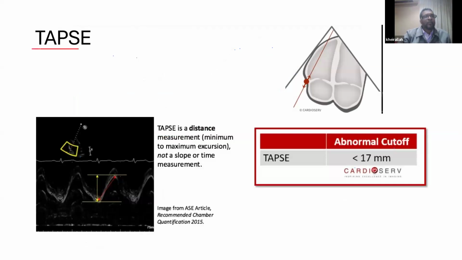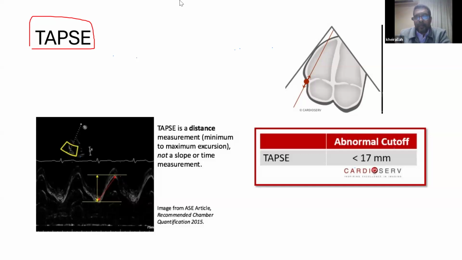Now we come to TAPSE. TAPSE is a very important concept you have to know so well. TAPSE stands for tricuspid annular plane systolic excursion. That reminds us of what? Of MAPSE. MAPSE, we don't use it commonly or routinely. But TAPSE, we use it routinely for each and every case. Okay? So what is TAPSE?